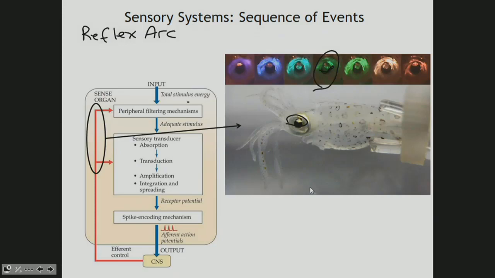And so what a pupil response is, in a squid or in you, is an efferent motor response that's going to knock down, peripherally filter the light coming into the eye, right? So it's a way to control the amount of the signal getting in so that you can perceive it better.